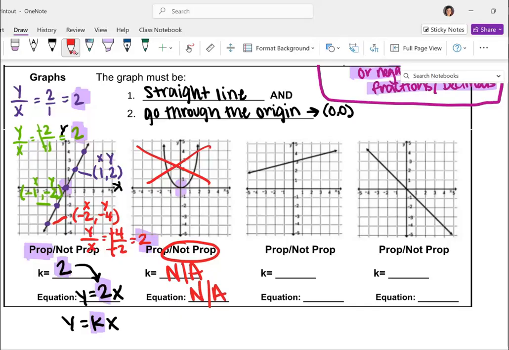So I want you to pause the video, and I want you to try the next two on your own. And then when you're ready, hit play and see if you got them right.